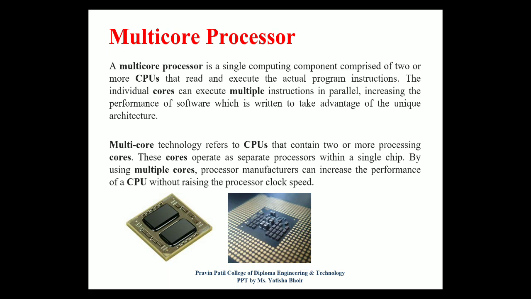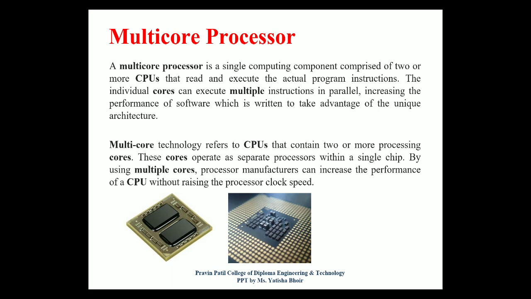So because of this, it increases the performance of the software, right? If you have two cores, then obviously performance will be increased. Then a single processor multi-core is better. Multi-core technology refers to CPUs that contain two or more processing cores. These cores operate as separate processors within a single chip. In a single chip, one core is a separate processor and the second core is a separate processor. Means what? There are two processors.